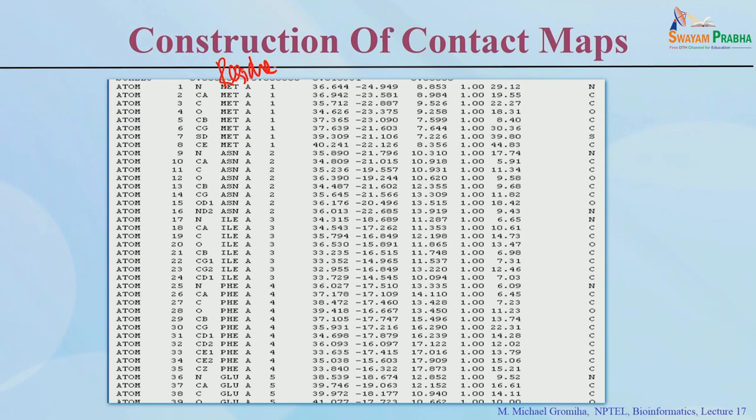Where are the coordinates? Here, right? X, Y, Z coordinates. What is the next one? Occupancy. This one? B factor, right? So you have the X, Y, Z coordinates. For any protein structure, if you go to the Protein Data Bank, as I showed earlier, you will get the same representation. You can see the X, Y, Z coordinates, and you can use these coordinates to construct contact maps.